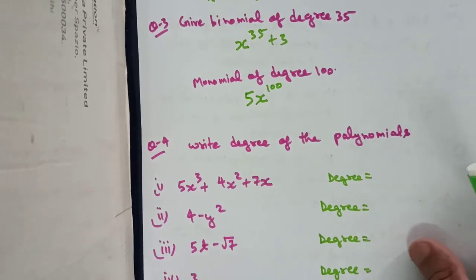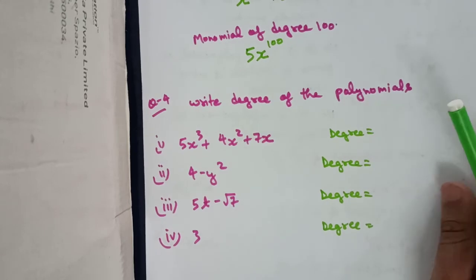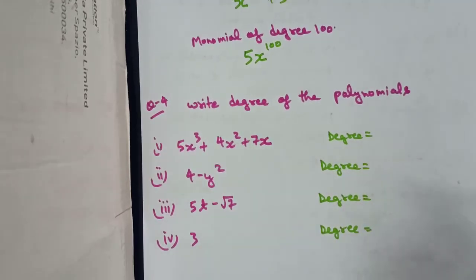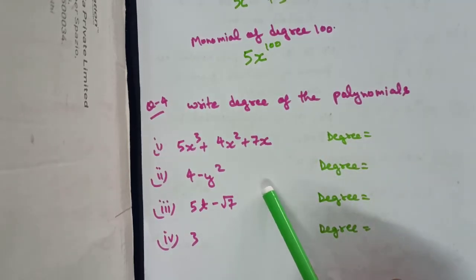Now question number 4. Write the degree of the given polynomials. What is the degree of a polynomial? Degree of a polynomial is the highest power of the variable.